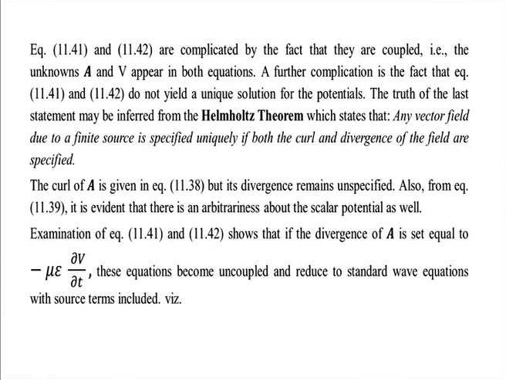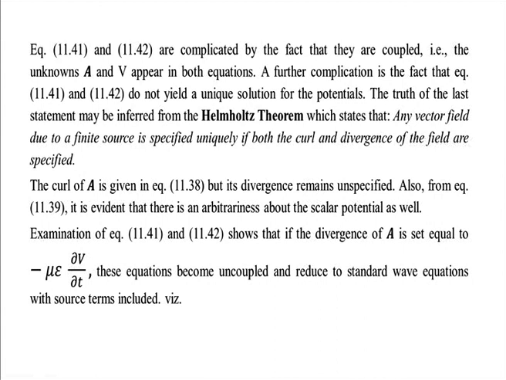Thus, we see that equation 11.41 and equation 11.42 are complicated because of the fact that they are coupled, that is, they contain both V and A. A further complication is due to the fact that both these equations do not yield a unique solution for the potentials. The truth of this statement can be inferred from the Helmholtz theorem, which states that any vector field due to a finite source is specified uniquely if both the curl and divergence of the field are specified.